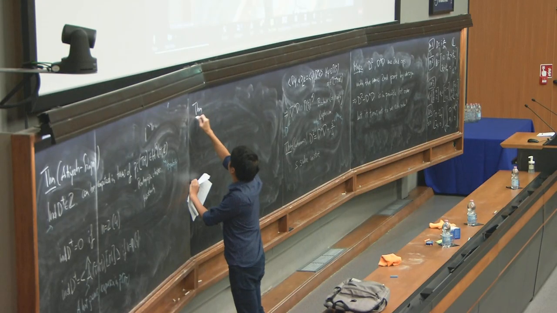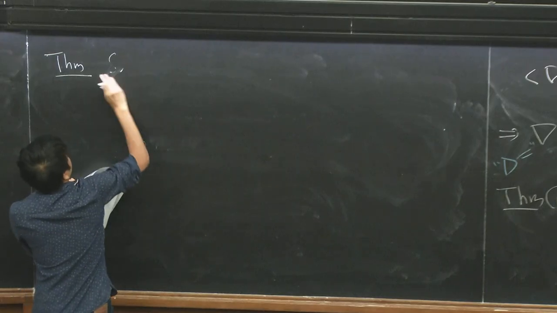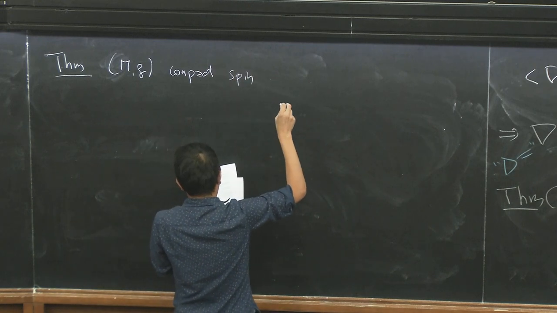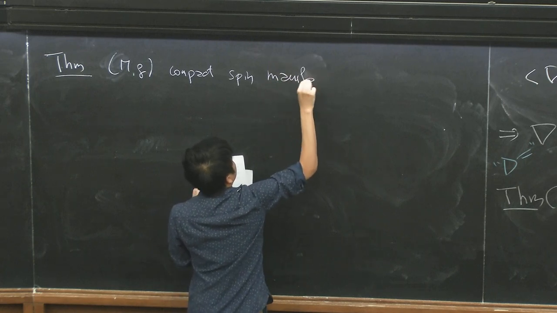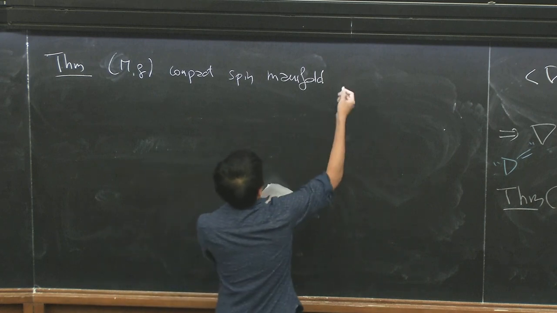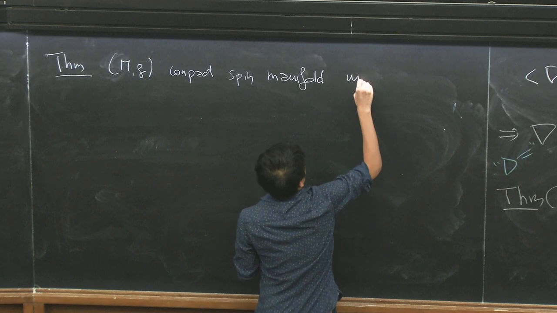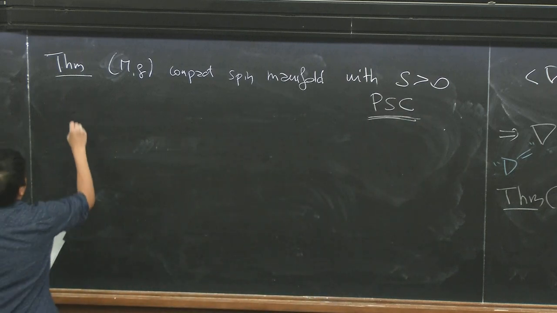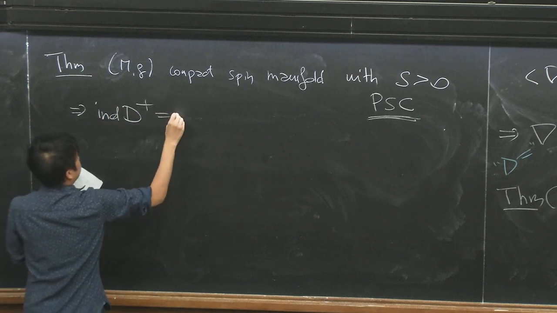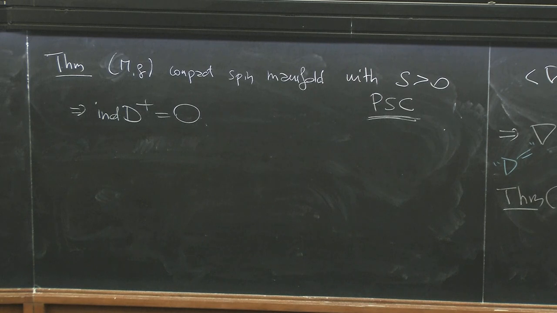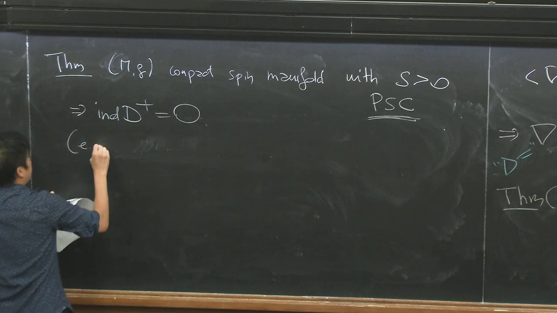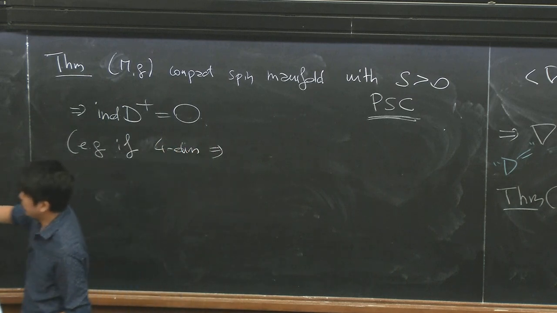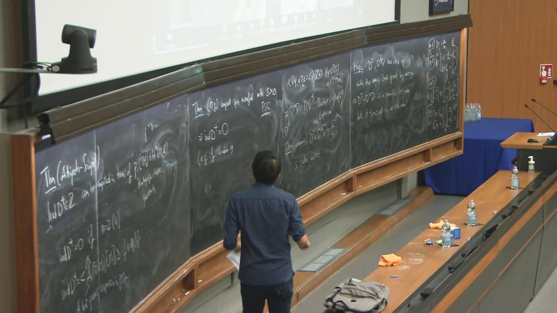So this is the following theorem. Suppose M is a compact spin manifold, and suppose that the scalar curvature is positive everywhere. Then the index of D plus is 0. So in particular, for example, if it's four dimensional, then the index of D plus, which we know was the signature, the signature is 0.